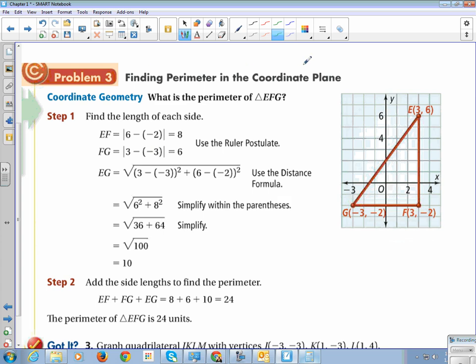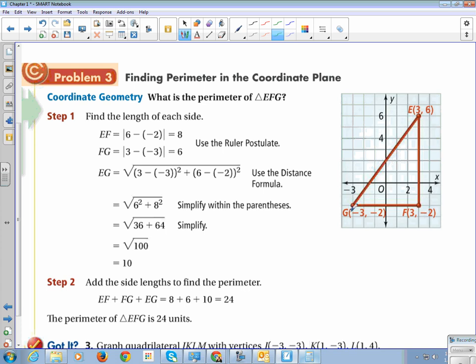Problem 3, finding perimeter in the coordinate plane. So now I have coordinates. I learned the distance formula, so I can find the length of each side. So if I look here, I got G, F, and E. The distance between E and F is 6 minus -2, which is 8.